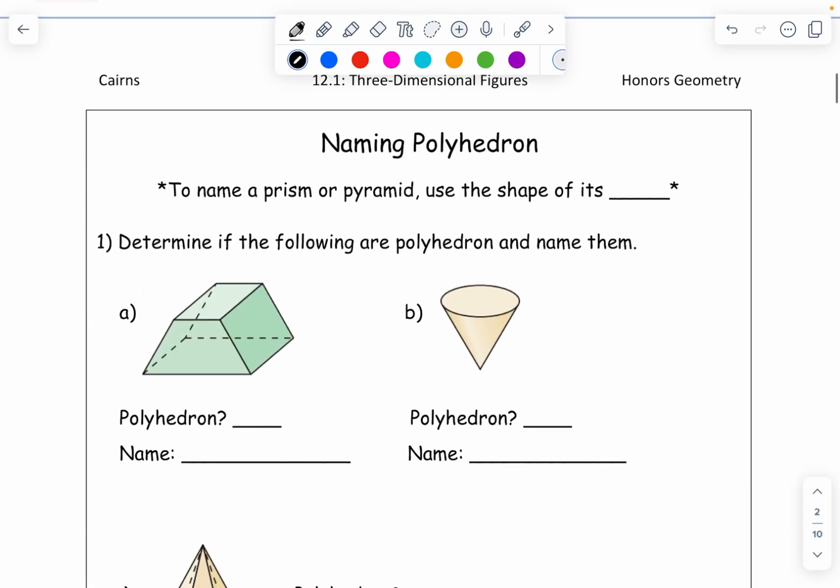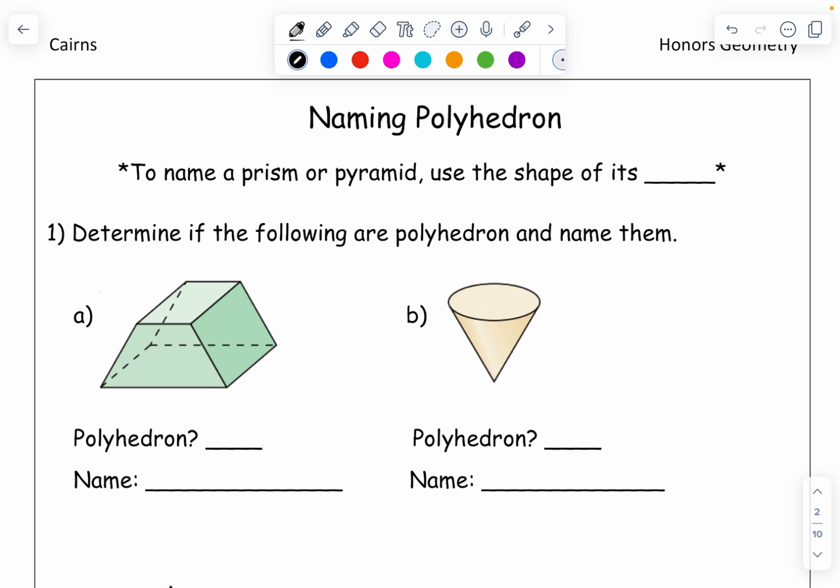All right, next page. So naming our polyhedrons. To name our polyhedrons, we are naming the prism or the pyramid by using its base. Bases, you either have 1 or 2 of them. A prism is just your 2 bases with your connecting pieces, whereas a pyramid, you have 1 base and then it meets at a point.